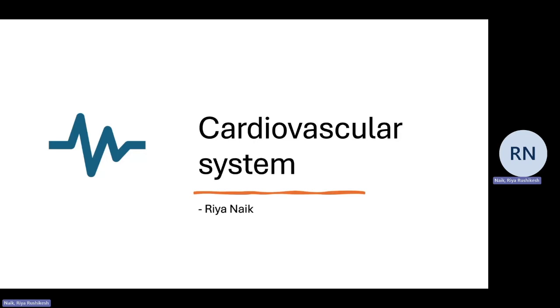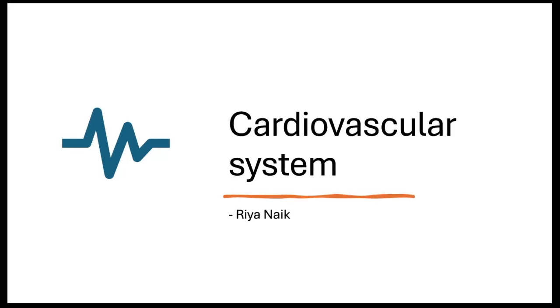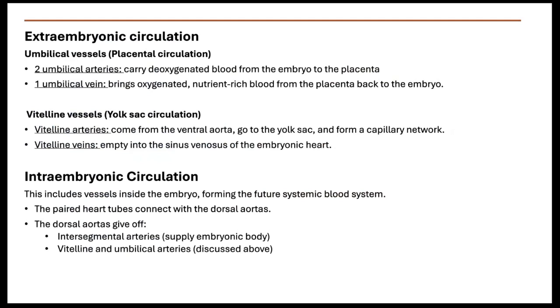Hello everyone, I will be talking about the cardiovascular system. There are two main types of circulations which occur in a growing embryo. The first one is the extraembryonic circulation, which is all the vessels that are not present inside the embryo, they're present outside, which help nourish the embryo.